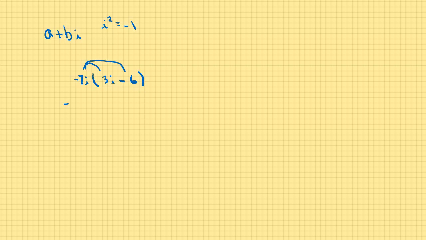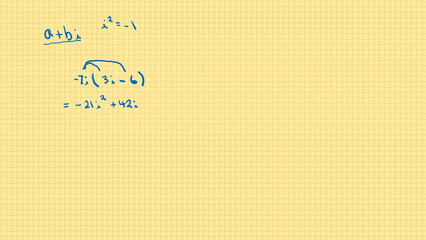Okay, so let's go ahead and start. So -7i times 3i is -21i squared. And then -7i times -6, that's going to be positive 42 times i. That's the first step. And remember, our answer should always be written in a plus bi form. And this isn't quite in a plus bi form.